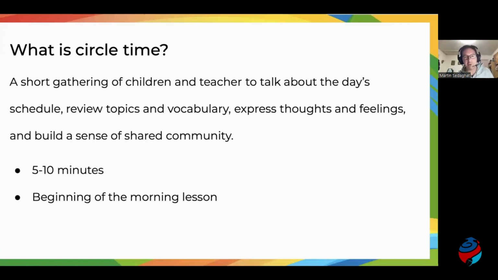So the stuff I'm going to show you, I don't do all of it exactly every day, but it's in general what I do. And this is the beginning of the morning lesson. At my school, we have 2 lessons a day, one in the morning and one after they have a nap and their snack time in the afternoon. And the circle time only happens in the morning. The afternoon is a little different. We go more straight into the lesson.